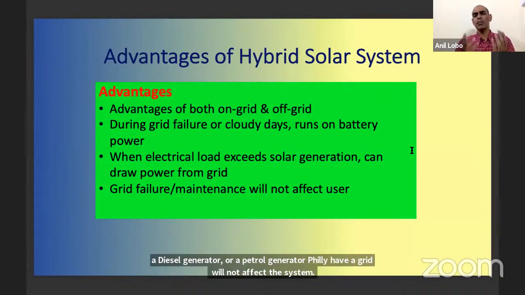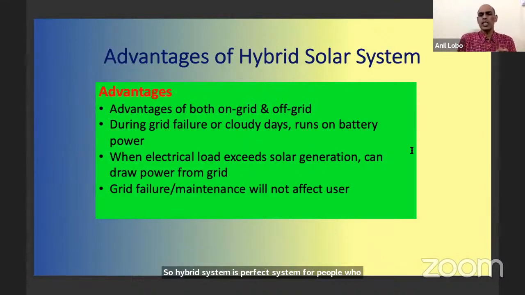So the hybrid system is the perfect system for people who want to install a solar system and are not interested in having a system which can fail if the grid fails, because they have some elderly people in the house, or they have systems that are very sensitive and delicate, such as computer equipment and other related equipment. This is very important for factories and workshops.